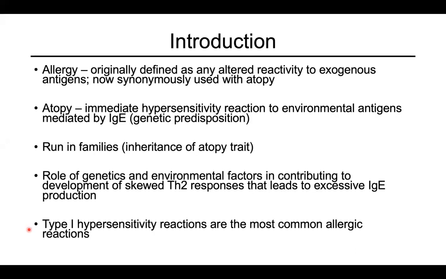So what is allergy? Allergy was originally described as any altered reactivity to an exogenous antigen. And this would actually be more a hyperreactivity, exaggerated responses. But now, more often than not, it's been shown that people who have this type of reactivity tend to have a genetic predisposition to that. So now it's synonymously used with atopy. So atopy is basically that predisposition to an immediate hypersensitivity reaction to environmental antigens, although this can also include food antigens, and it's mediated by IgE. This predisposition is a genetic predisposition. And I think we'll mention what are some of these genes that may be involved in this predisposition.